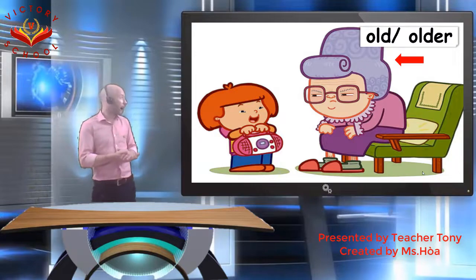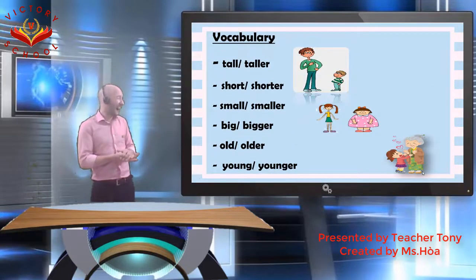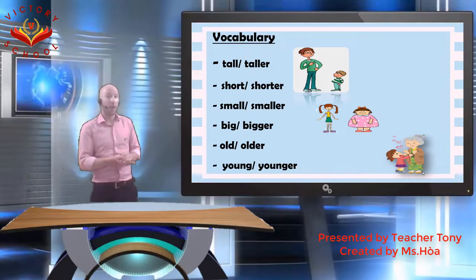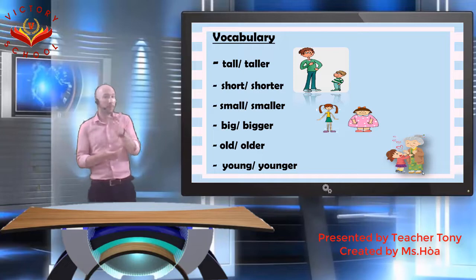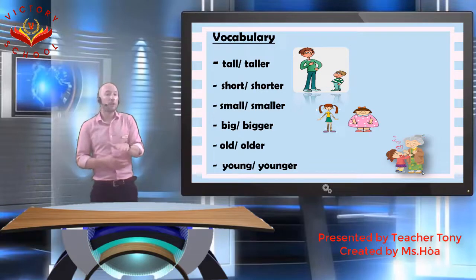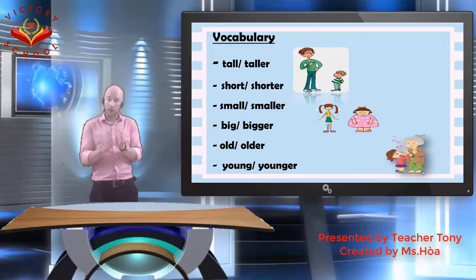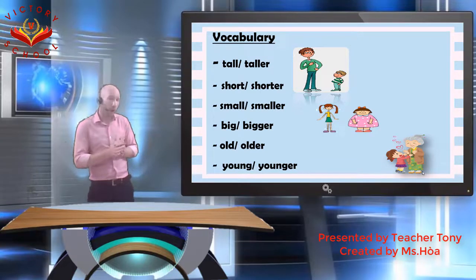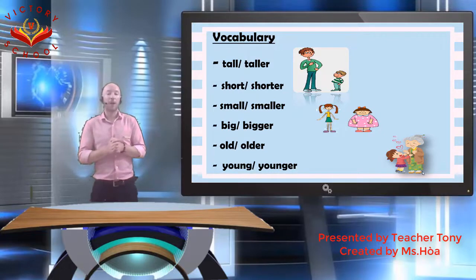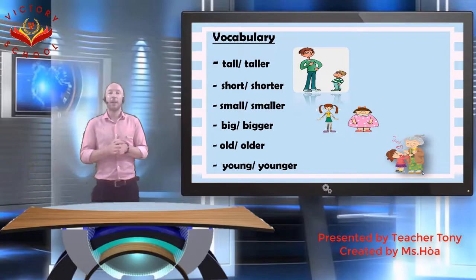Okay, good. So now let's review the vocabulary for today. Repeat after me, okay? Tall, taller. Short, shorter. Small, smaller. Big, bigger. Old, older. And young, younger. Okay, very good, well done. Now let's move to the next part.